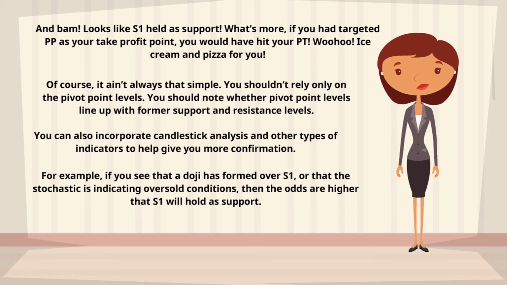You shouldn't rely only on the pivot point levels. You should note whether pivot point levels line up with former support and resistance levels. You can also incorporate candlestick analysis and other types of indicators to help give you more confirmation. For example, if you see that a doji has formed over S1, or that the stochastic is indicating oversold conditions, then the odds are higher that S1 will hold as support.